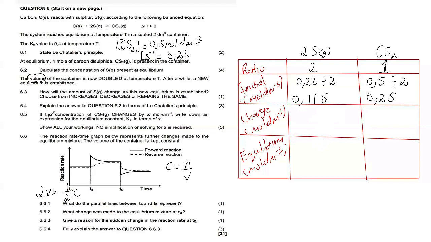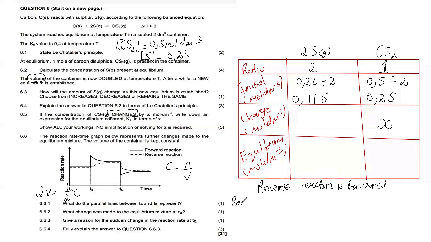Now, they said here, the change, if the concentration of CS2 changes, note that, changes by X mole per dm cube. So that means we're going to have X here. It changes by X mole per dm cube. But now, let's understand which reaction was favored. After the doubling of the volume, we saw that when we were explaining here 6.4, the reverse reaction was favored. So note, if reverse reaction is favored, remember this.